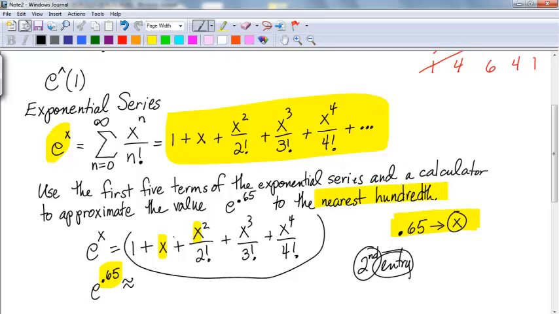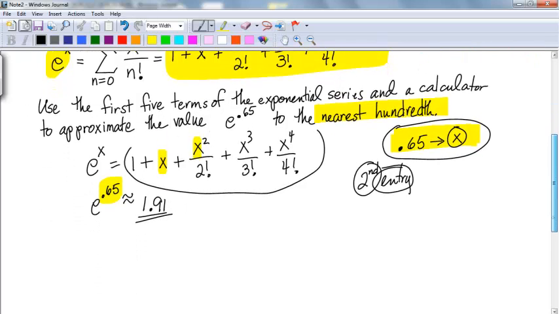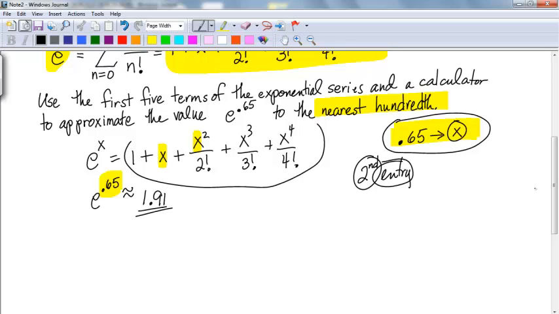They want it to the nearest hundredth. So it's 1.914, so we're going to round it to 1.91, and that would be your final answer, 1.91. So the whole thing on this problem is store the exponent and take that out using the first 5 terms in that formula. Any questions on that?